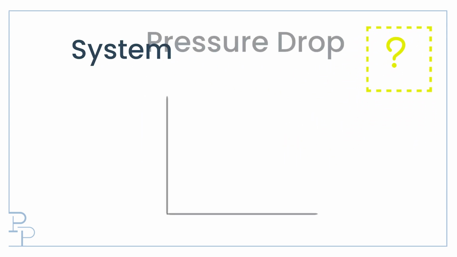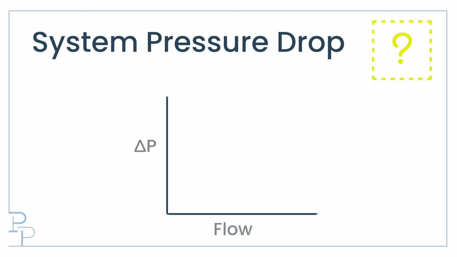Remember, pressure drop is not constant. Pressure drop through a system increases with increasing flow. We usually call this a system curve. So the flow through the downstream system needs to be high enough such that the pressure drop is at least 10 bar.